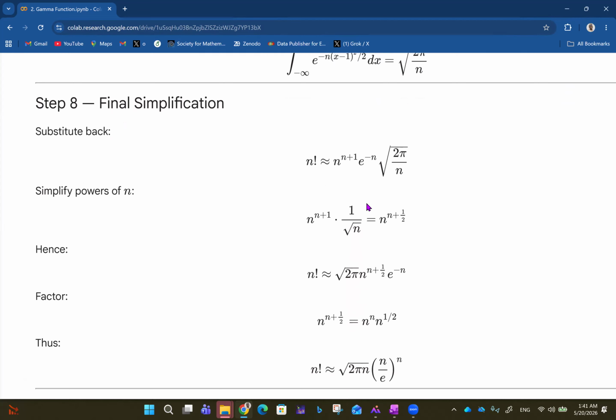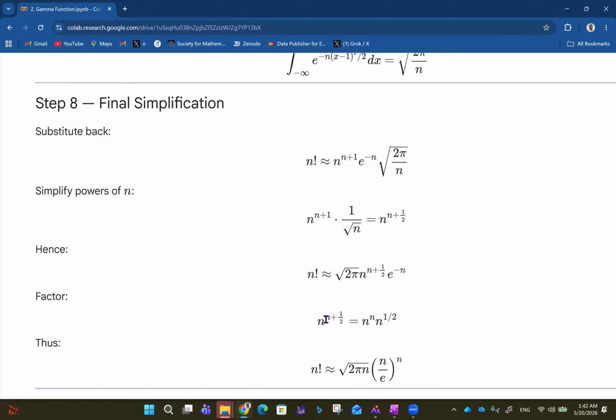Simplify powers of n now. So you have n raised to n plus 1, times you have root n here, 1 over root n. And the whole thing is n raised to n plus 1 over 2. Hence, n factorial is approximately square root of 2 pi, the square root of 2 pi from here now, multiplied by n raised to n plus half, then e raised to minus n that you have here.